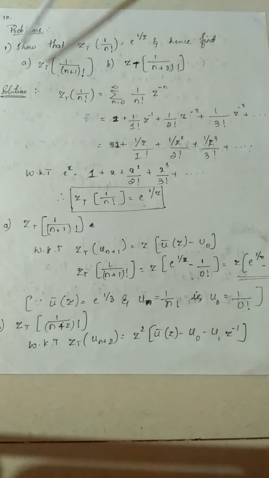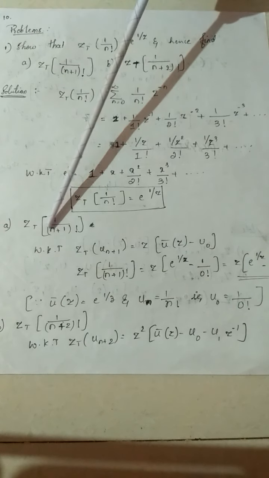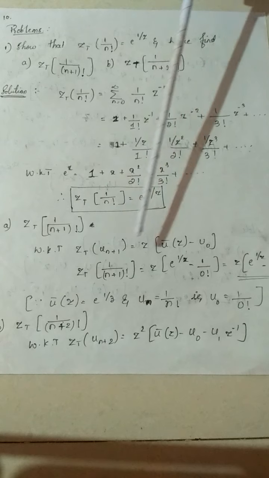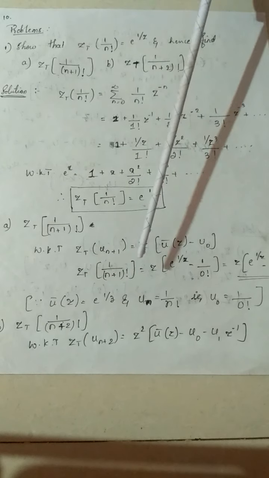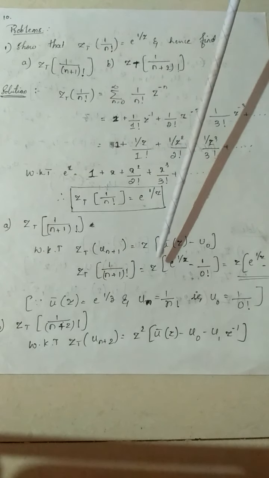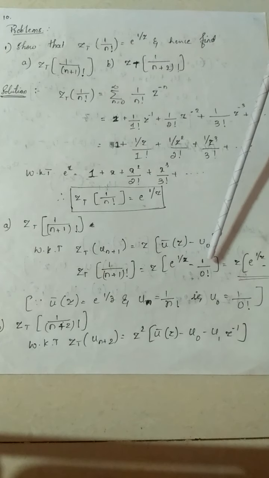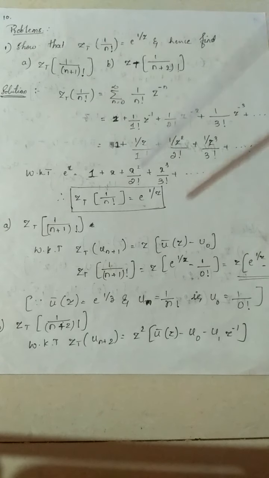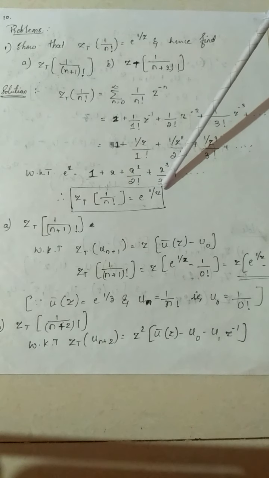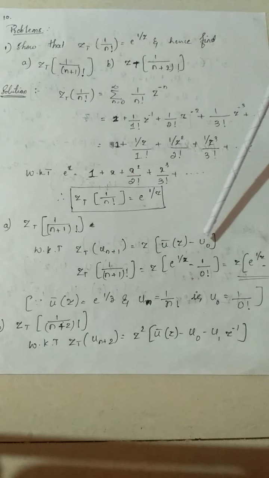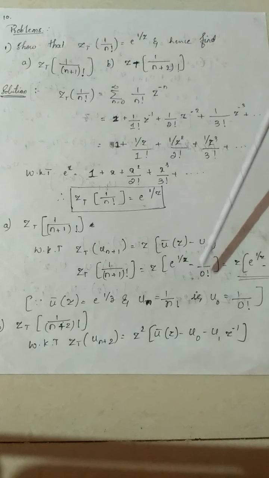Now, let us find the value of the z transform of 1 upon n plus 1 factorial. We already know that the z transform of un plus 1 is nothing but z into u bar z minus u naught. Similarly, the z transform of 1 upon n plus 1 factorial is equal to z into e raised to 1 by z minus 1 upon 0 factorial. Here, u bar z is nothing but e raised to 1 by z, and u naught is nothing but 1 upon 0 factorial. Replace n by 0.